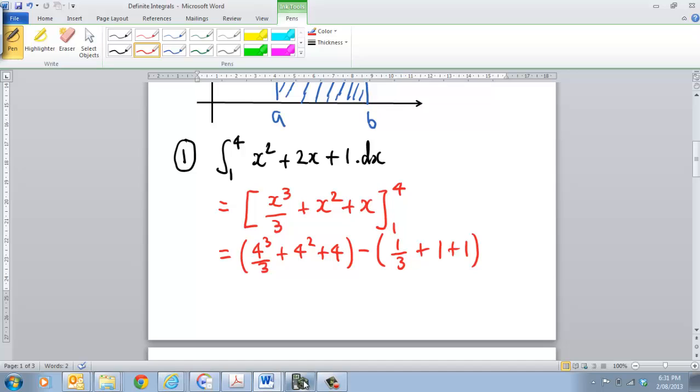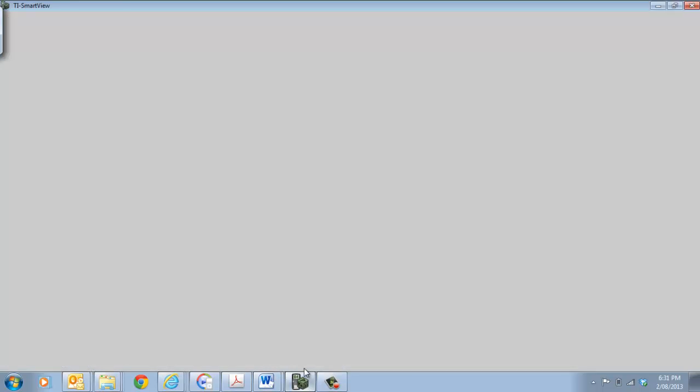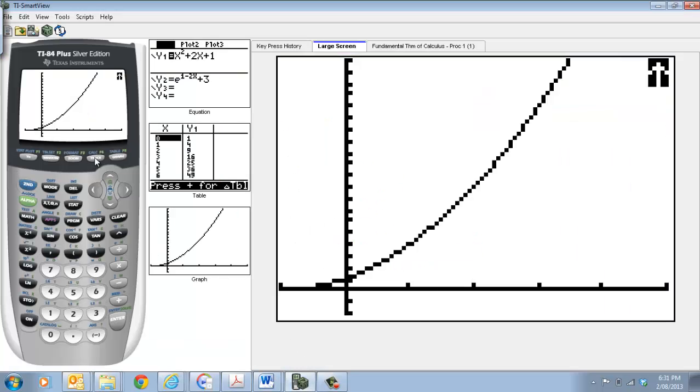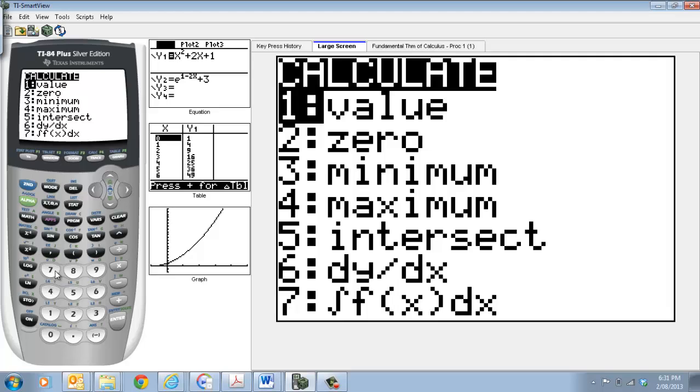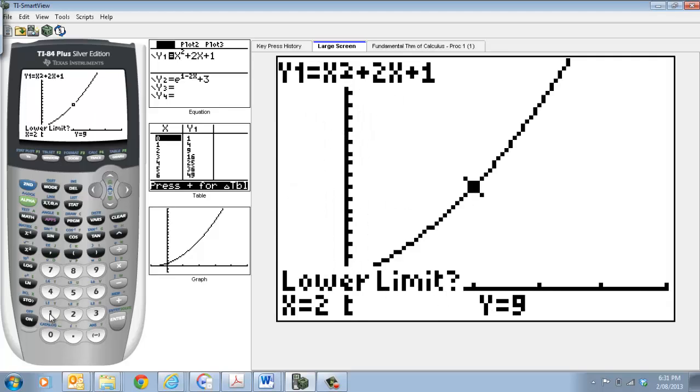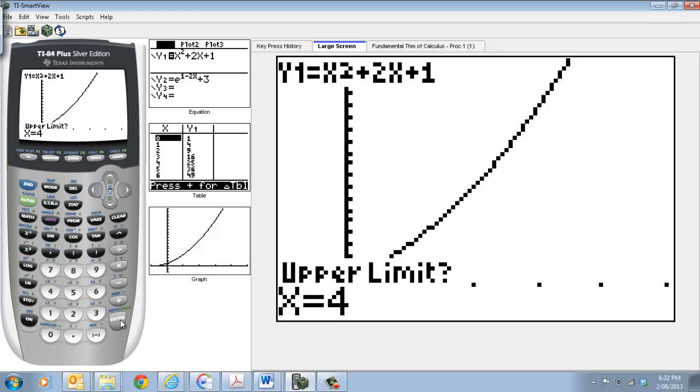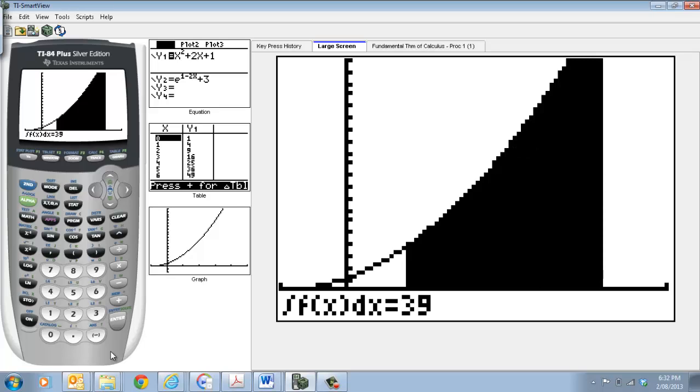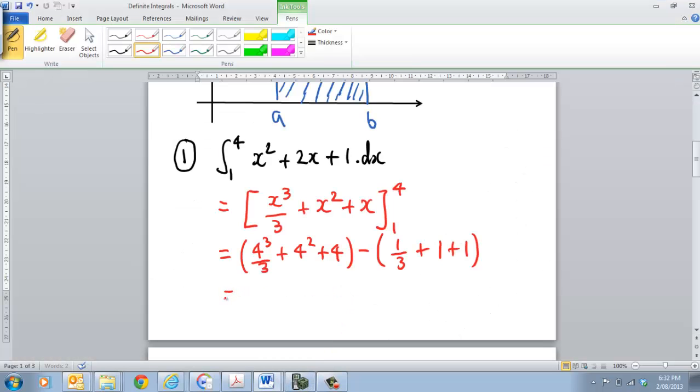Alright, so if I now take the integral, I've got to go into calc, and I'm now looking at the value of number 7. Alright, so I'm going from 1, that's my lower limit, and then I'm going to 4, and that's my upper limit. It'll actually work that value out for me, so it works out to be 39. Alright, so if I'm now going over here, I can say that actually works out to be 39. Alright, and that would be units squared.